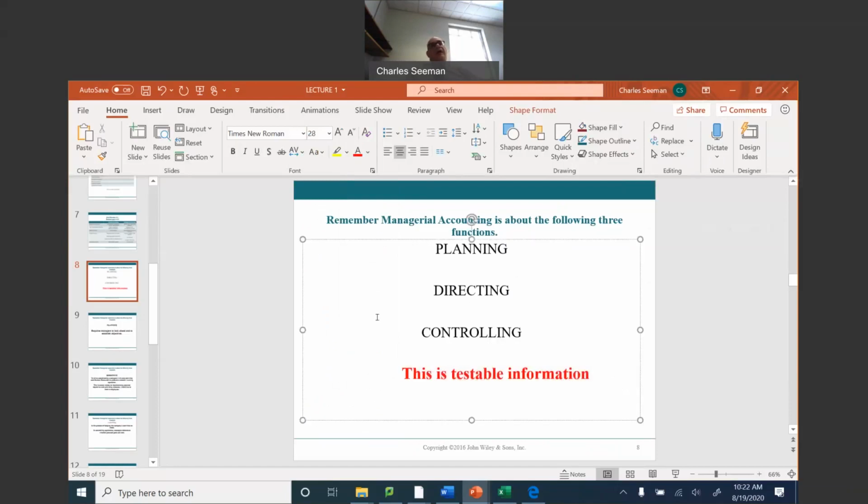Okay, think of planning as a budget. You have a plan to do something. Think of directing as what actually happened, and controlling, think of it as: I want to fix what I did wrong and put it back to the way I planned it.